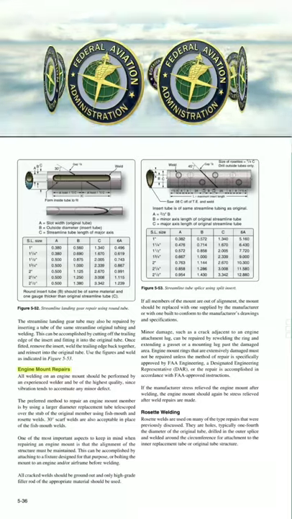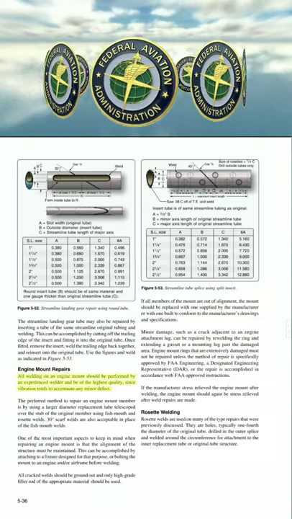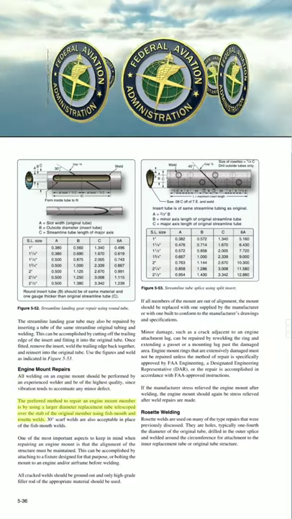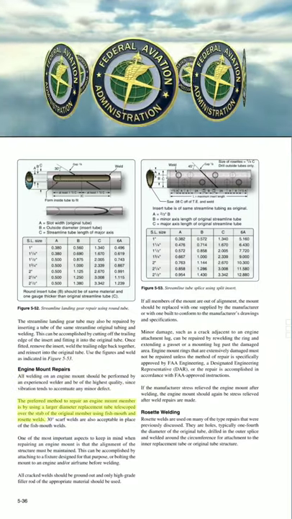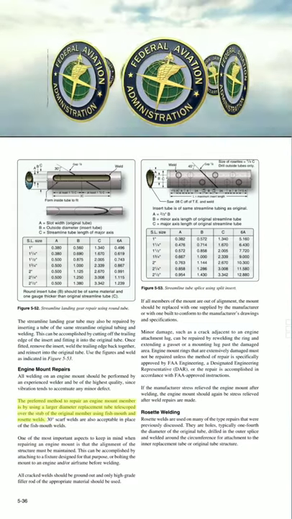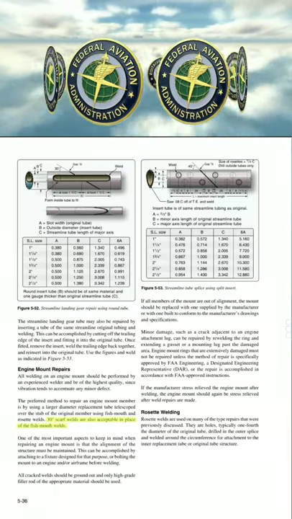Engine mount repairs. All welding on an engine mount should be performed by an experienced welder and be of the highest quality, since vibration tends to accentuate any minor defect. The preferred method to repair an engine mount member is by using a larger diameter replacement tube telescoped over the stub of the original member using fishmouth and rosette welds. 30-degree scarf welds are also acceptable in place of the fishmouth welds.